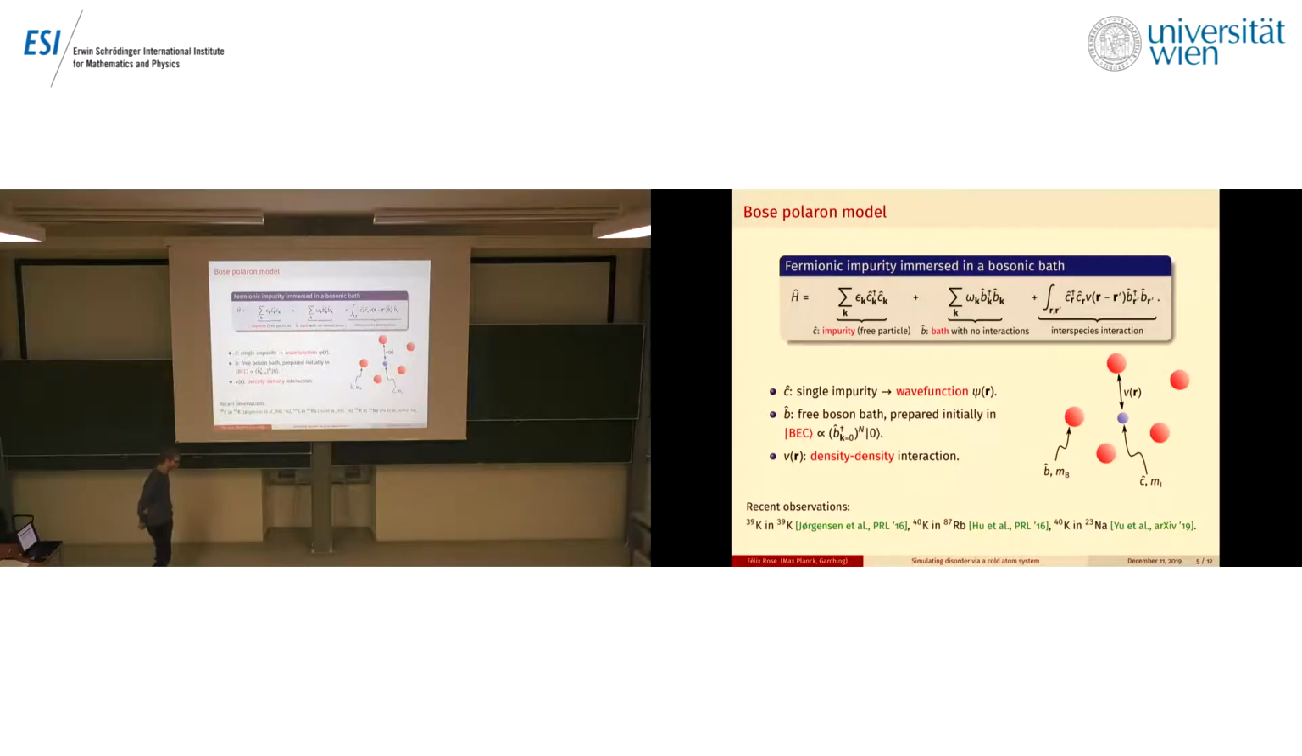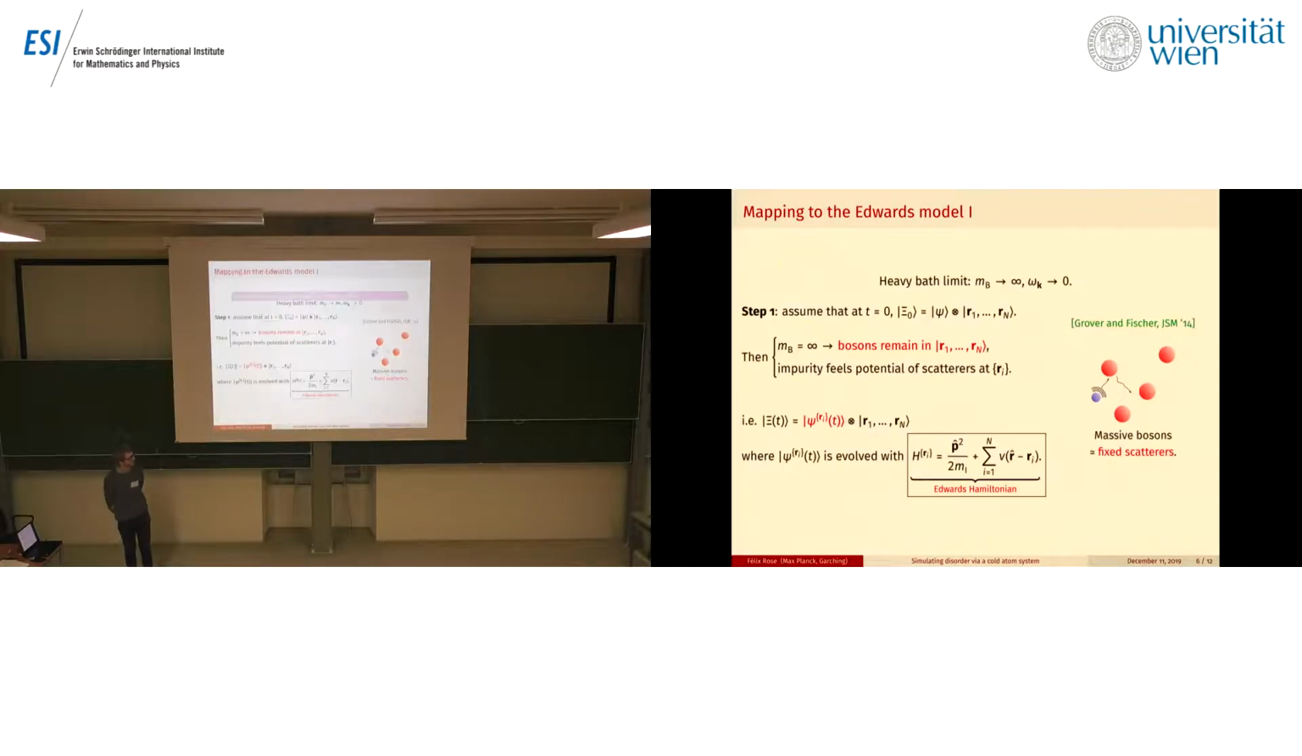I must stress that the problem of the Bose-Polaron, as has been recalled by Jacques in his initial presentation, has been studied experimentally. Here I cite maybe 3 different mixtures where I think the spectral function of the Polaron has been determined. So in which case can we go from this model to the disordered model? Well, in the case where the bosons have infinite mass.